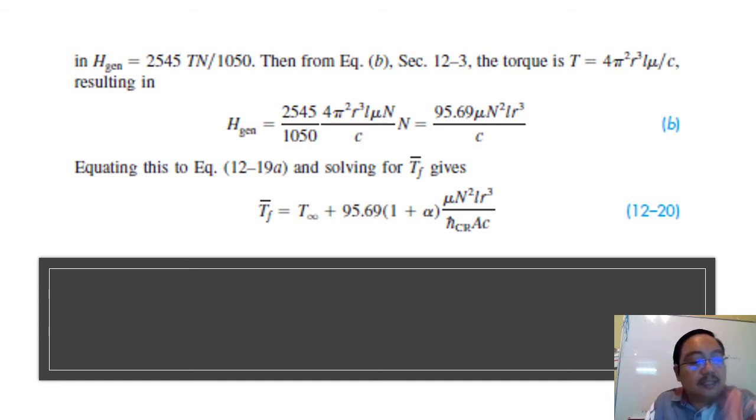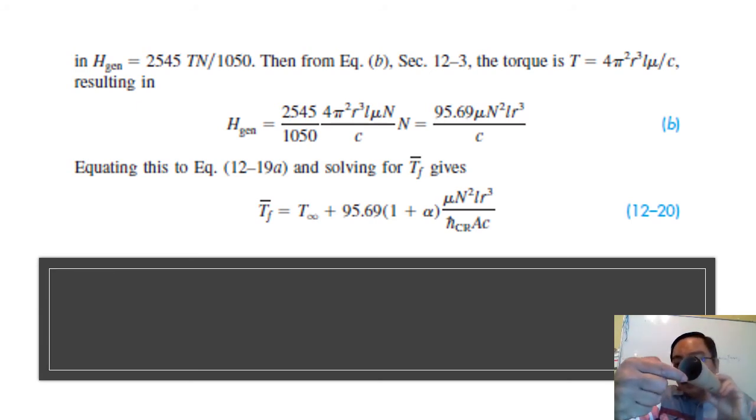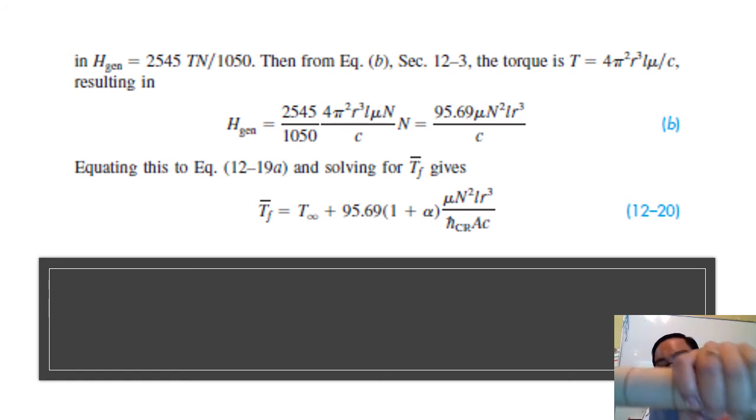You remember N is the revolution, the journal speed. L is the length of the journal. R is the radius. ACR is the heat loss, and AC is the area of the bushing, meaning that if my hand, my finger here is the bushing, this is the area, not here, not here, but the area of the bushing. If my hand is the bushing, this is the area, and C is the clearance.